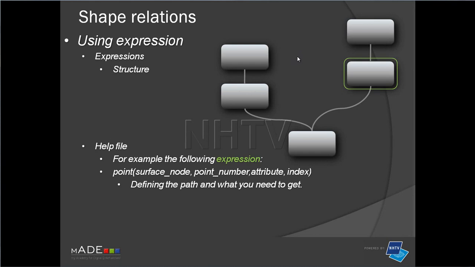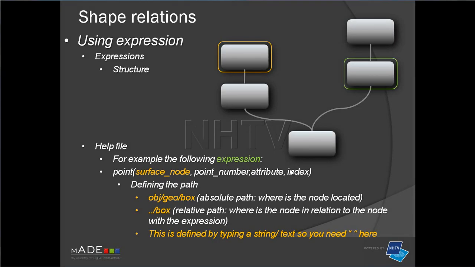First of all, we have an expression, and I'm going to take a point expression, which is also an existing expression, as an example. Now, a point expression allows you to get attributes from certain points of geometry. I will explain to you what attributes means and what points means and all those things. So we're going to go over here step by step. Imagine that this node over here wants to get point information from this node over there.